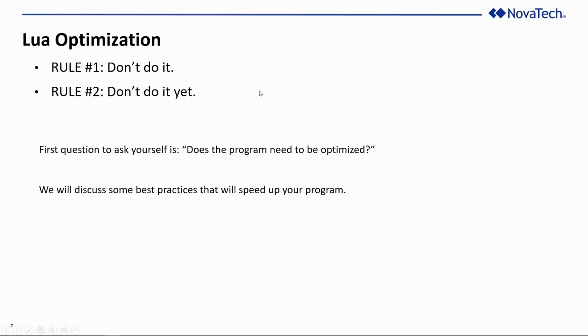Lua optimization. Let's start there. Rule 1, don't do it. And rule 2, you see, don't do it yet. Optimization is something you should never start out with necessarily. You kind of have to ask yourself, does your program need to be optimized? And in the vast majority of programming that you would do in the Orion, the answer is no.